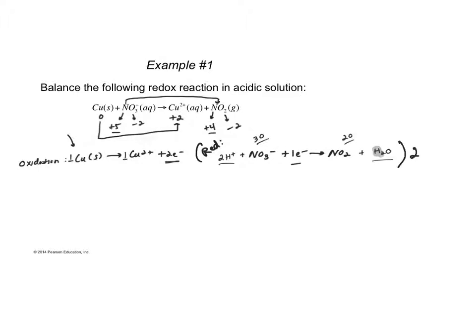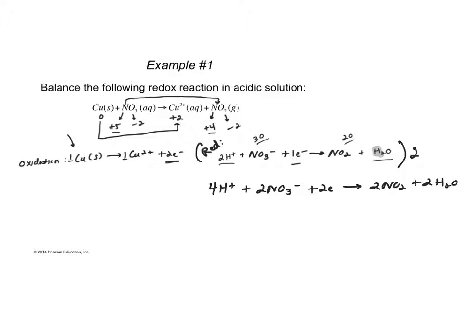2, okay? But the thing is, I have to multiply everything by 2. So that means my protons, I end up with 4 protons. Everything has to be multiplied by 2. 2 electrons goes to make 2 NO2 plus 2 H2O.